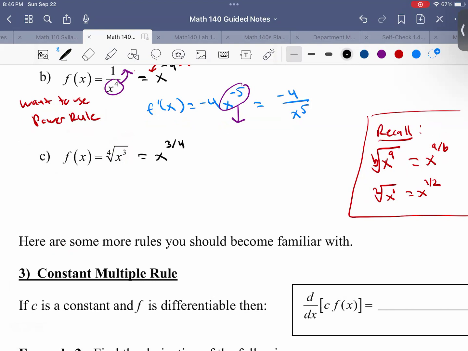Okay, and so now I can use the power rule. So power rule, that guy goes down, I subtract 1. So my f prime of x is 3/4 x to the 3/4 minus 1, which is negative 1/4. Okay, so once again, we like positive exponents. So I'm going to move that guy down and make it positive. And what I get is 3/4 x to the 1/4.